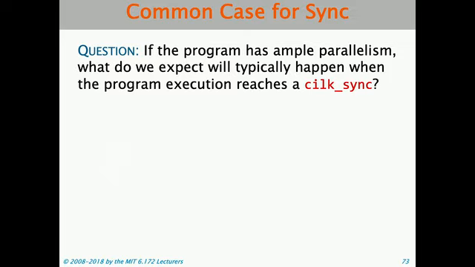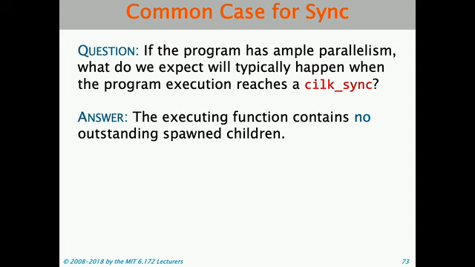If the program has ample parallelism, what do we expect to typically happen when the program execution reaches a Cilk sync? We're kind of out of time, so I think I'm just going to spoil the answer for this, unless anyone has a guess handy. So what's the common case for a Cilk sync? For the sake of time, the common case is that the executing function has no outstanding children. All the workers on the system were busy doing their own thing. There's no synchronization that's necessary.